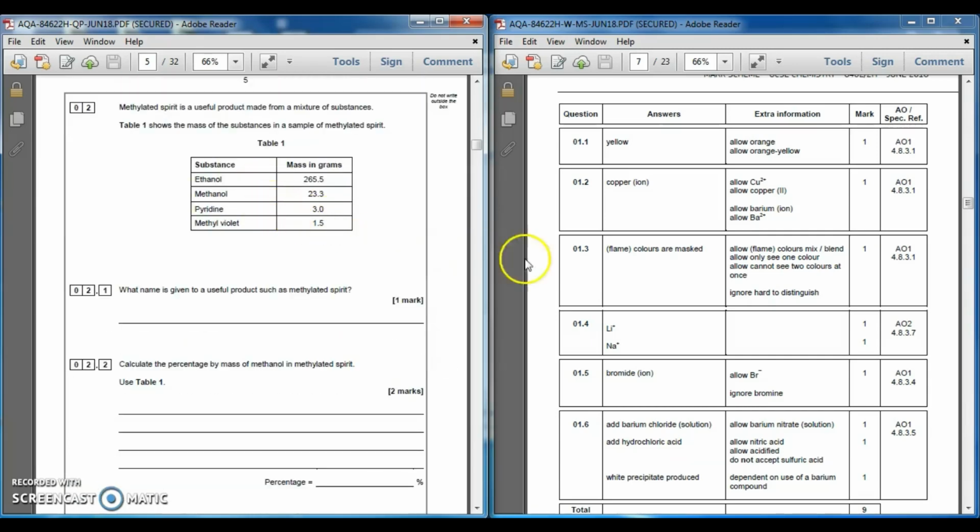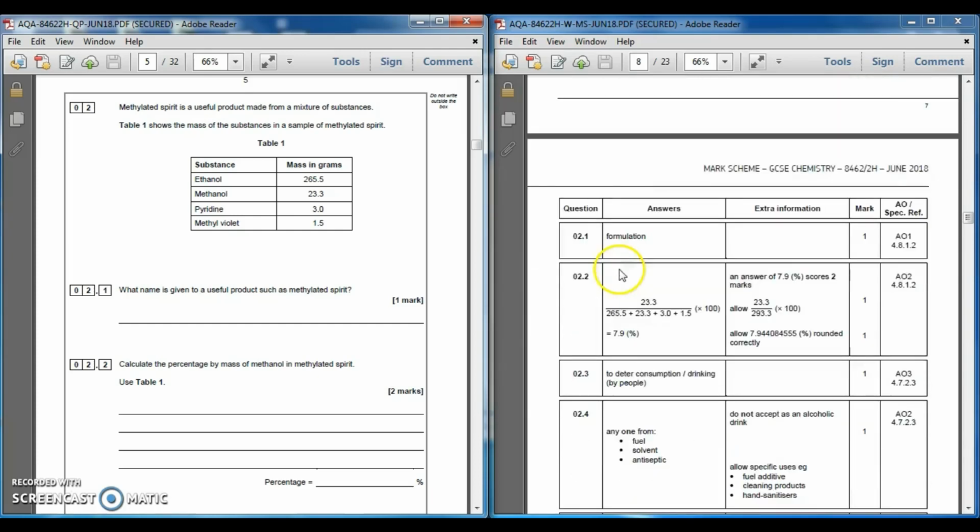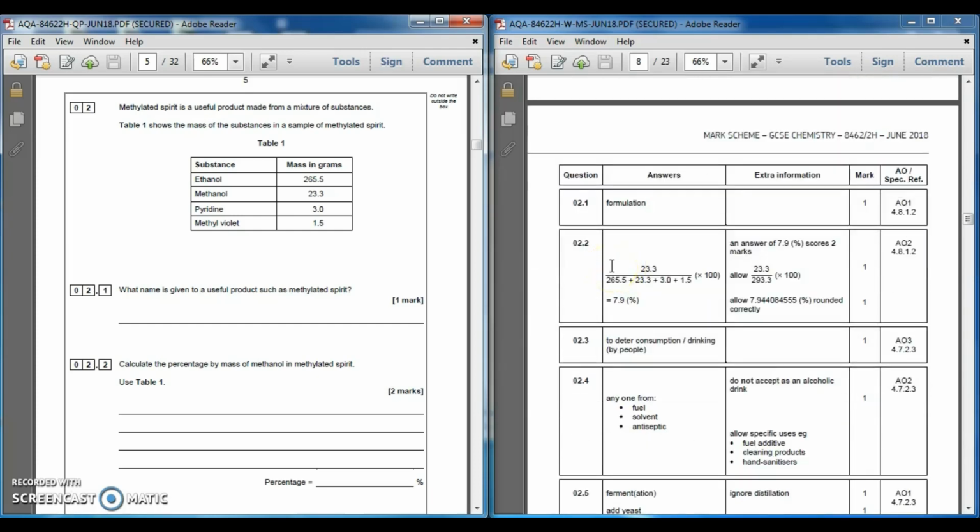Question 2 then. This is quite interesting because it links into the fuel that we use for the stoves in DAV, and that makes a lot of the people that went on that start talking about it. What's the name given to a useful product such as methylated spirit? That is a bit of a awkward way of phrasing it, but what they're asking you for is the answer formulation. That was where we had described it as being a particular recipe or formula that's used for a product, so that it's got the right ratio of ingredients, whether it's paint, whether it's pills, or in this case the methylated spirits.